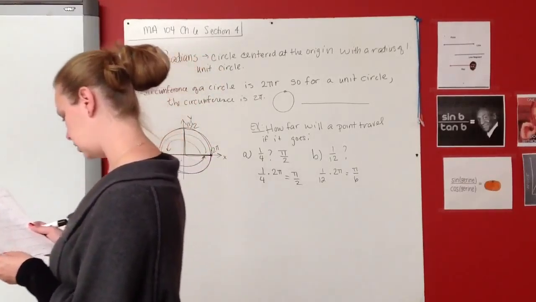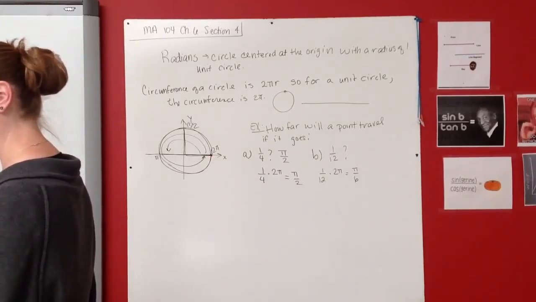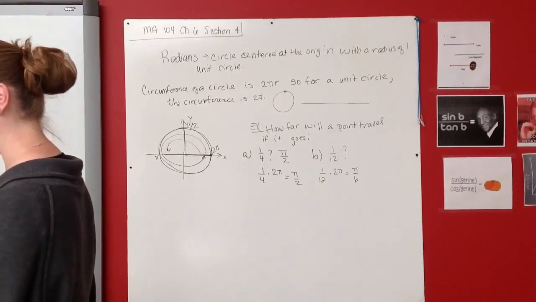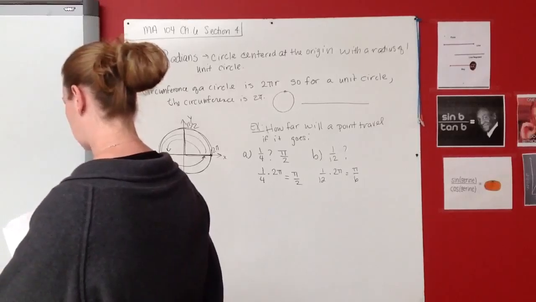All right. So it's important to look at example 1. Look at the pictures on page 522. Example 2 is important. And then we skip into what we call radian measure.